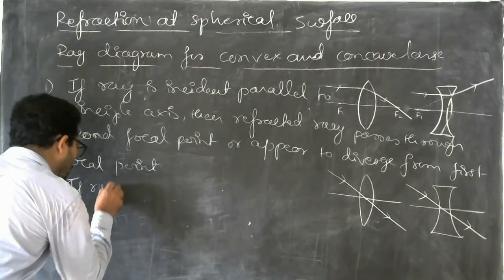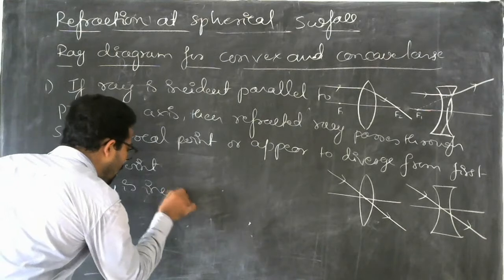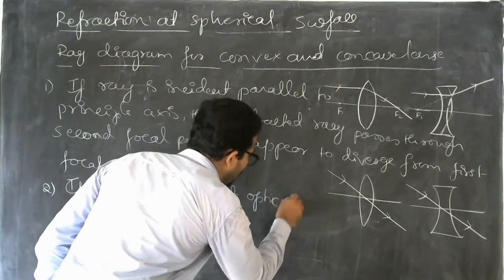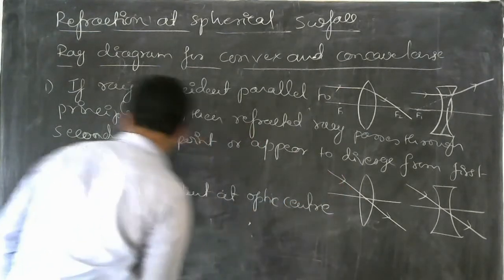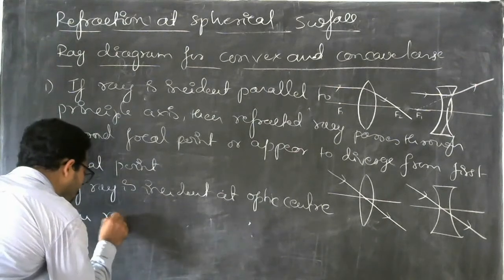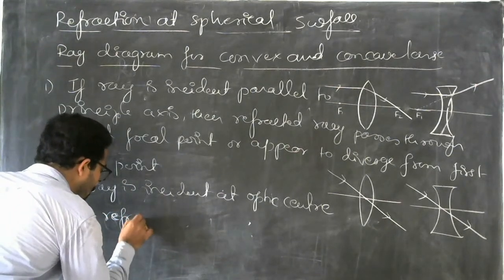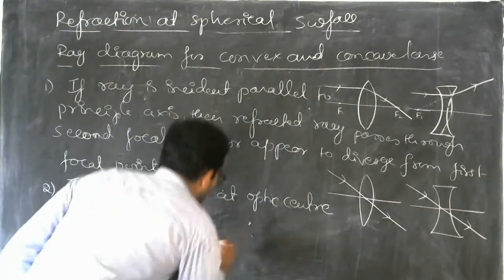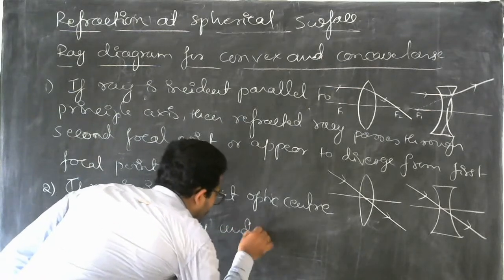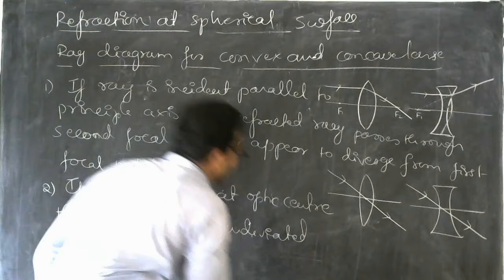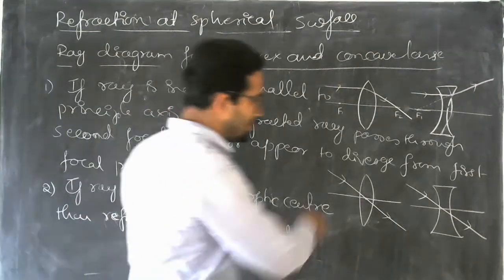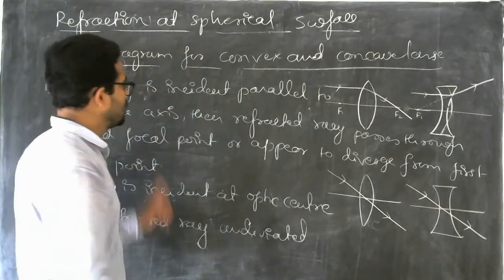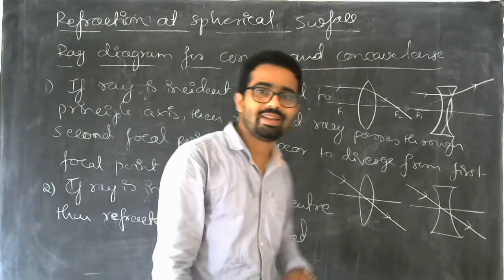If a ray is incident at the optic center, then the refracted ray is undeviated. The refracted ray is undeviated, it doesn't change its direction. So these are the two kinds of ray diagrams. Let's see the third one.